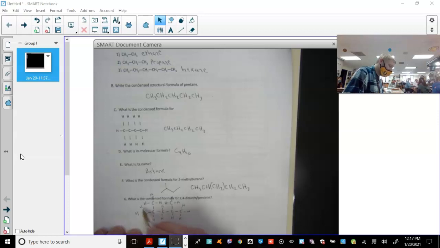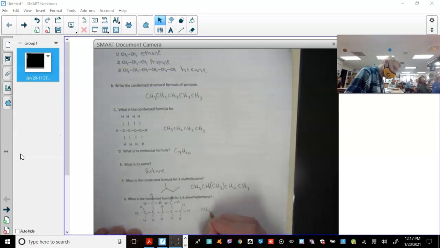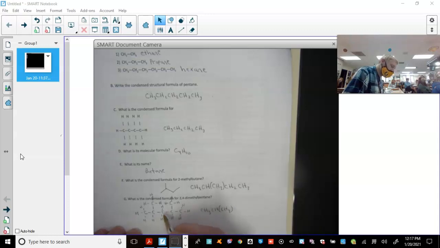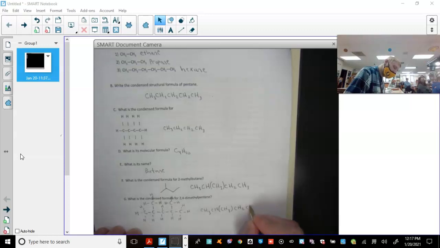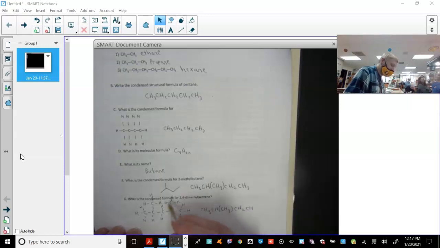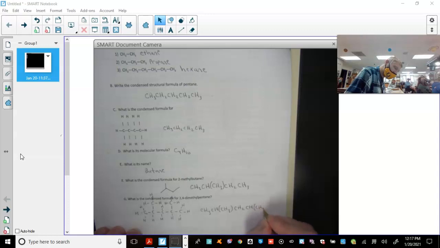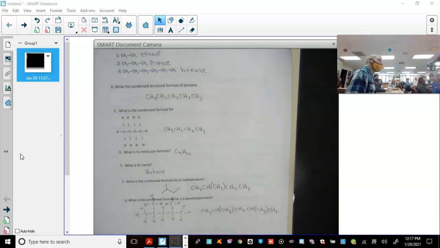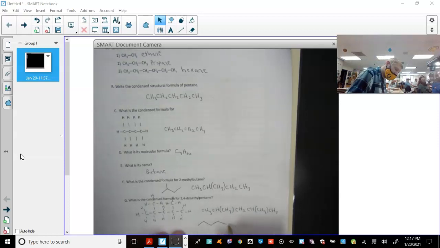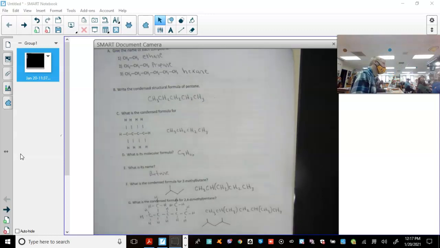So I got CH3, I've got CH only, and then I got to write it in parentheses, a CH3, because this is a side chain, an alkyl group. I got CH2, and then I've got CH, and then again I got to write in parentheses CH3, a side chain, and then I got CH3. And there it is. If I'm doing the line angle formula, 1, 2, 3, 4, 5, it would look like that.